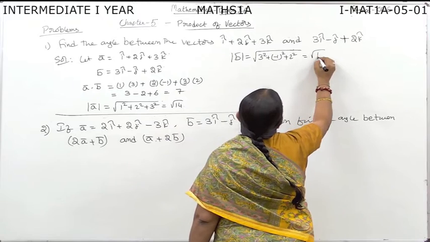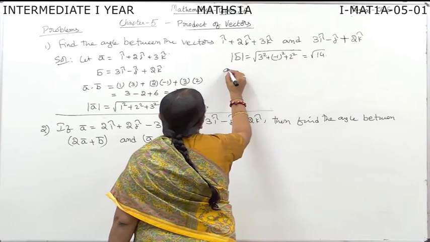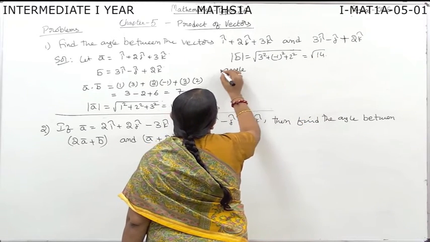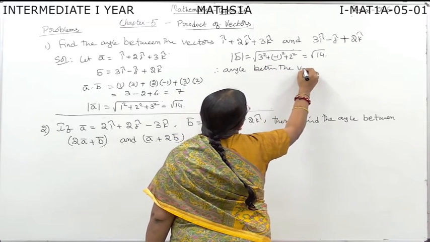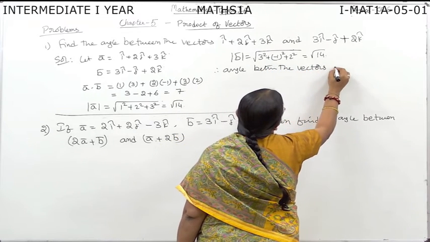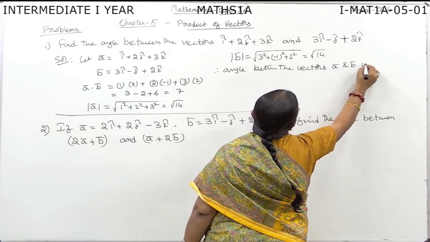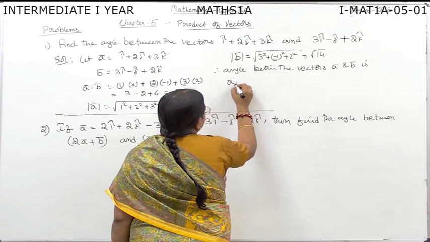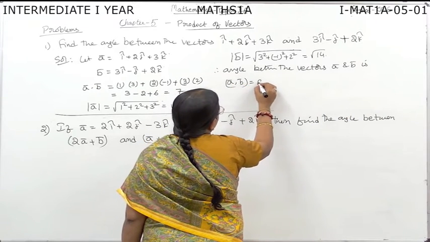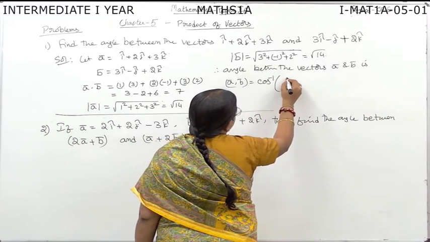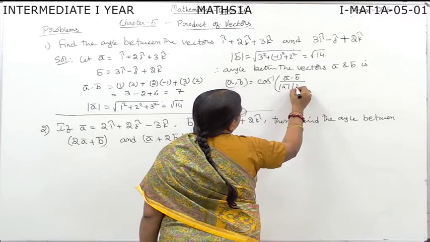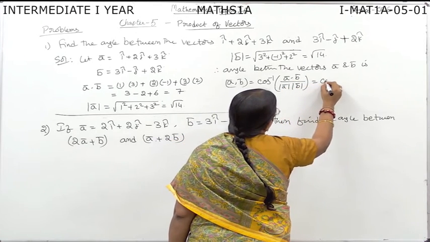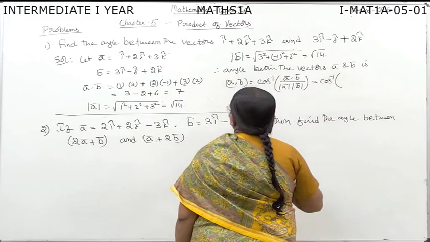This is also root 14. So the angle between the vectors A and B is given by the formula cos inverse of, first write the formula. For writing the formula, I'll get 1 mark. Mod A into mod B. So this is cos inverse of A dot B.